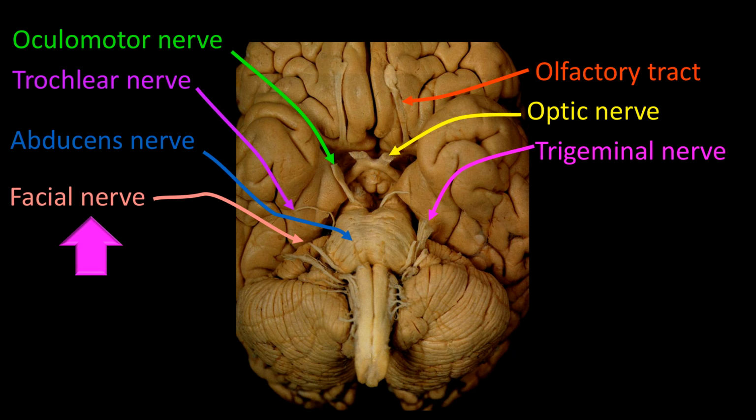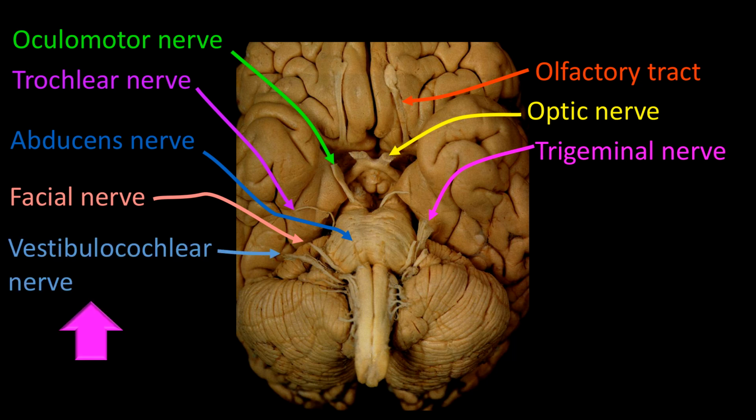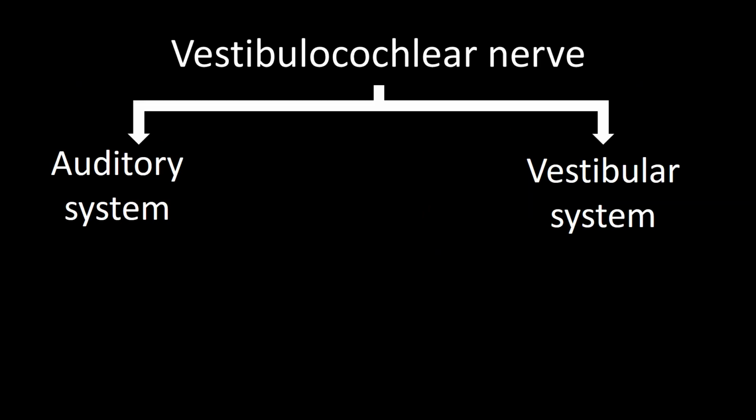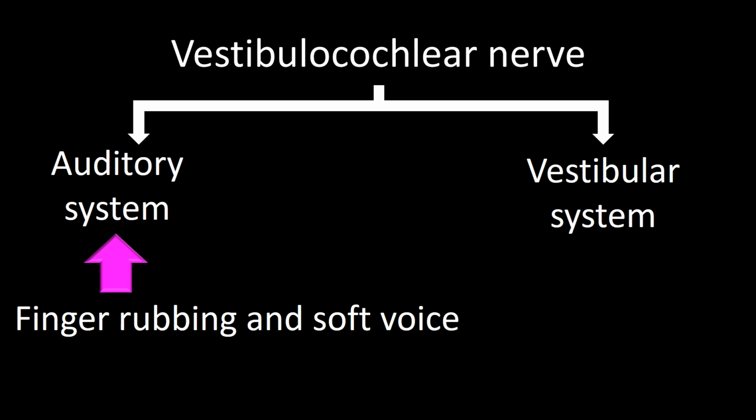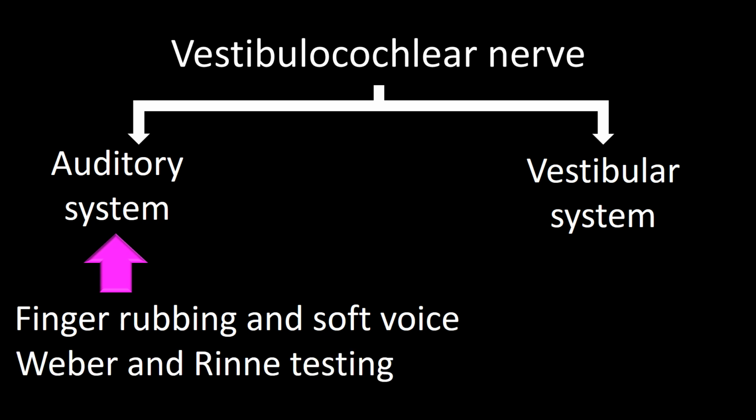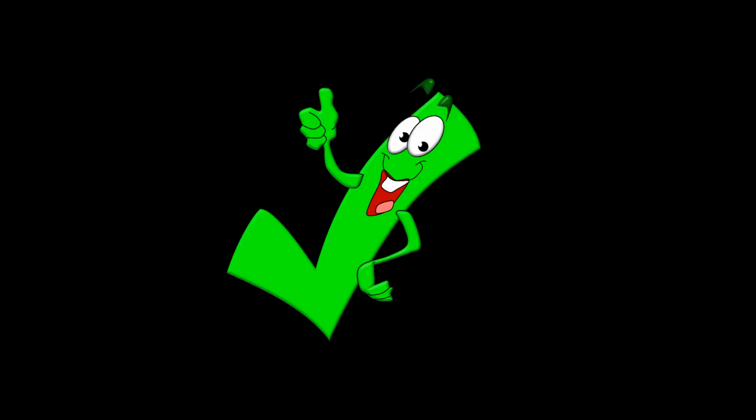After the facial nerve, we check the vestibulocochlear nerve. The vestibular and cochlear nerves, although anatomically together, are functionally quite different. They are studied separately. The auditory system is tested by finger rubbing and soft voice, and by performing Weber and Rinne testing. We will first talk about finger rubbing and soft voice detection. As in the past, we will talk about testing and normalcy simultaneously.